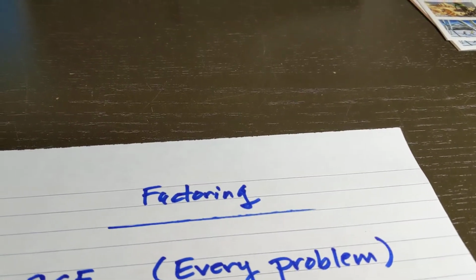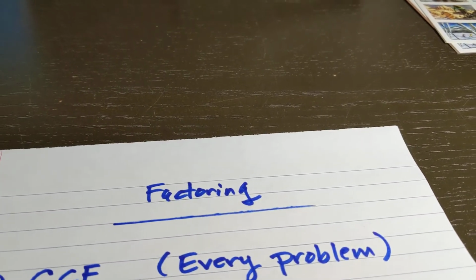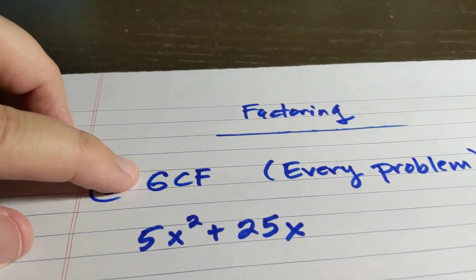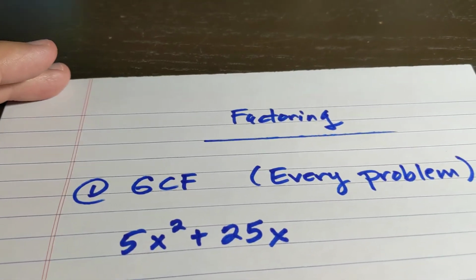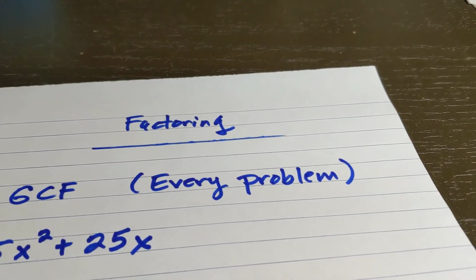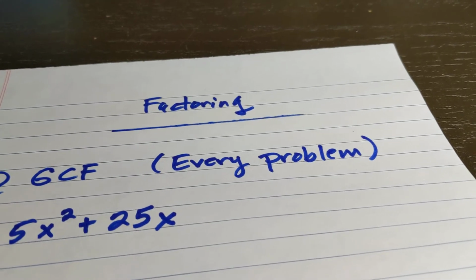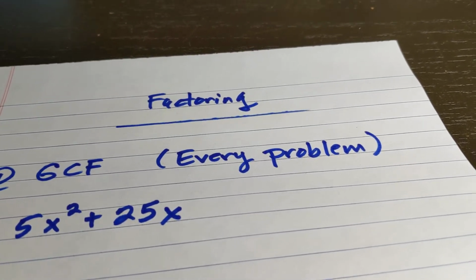Hey guys, let's talk about factoring today, all the different methods. So the first method is called the greatest common factor method, shortcut GCF. You want to try this on every single problem. So if you're wondering, hey, should I try the GCF method? The answer is yes, you should, every single problem.